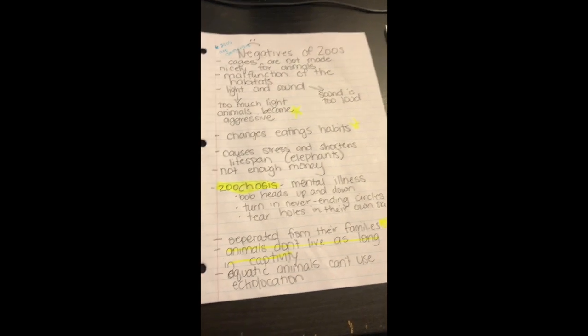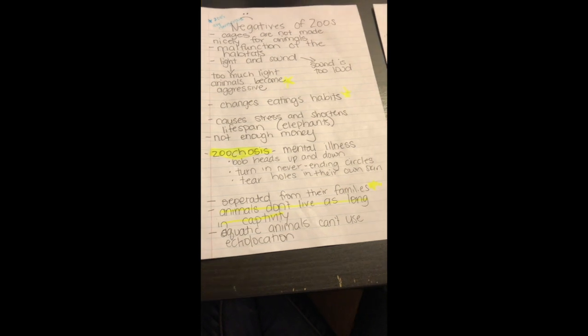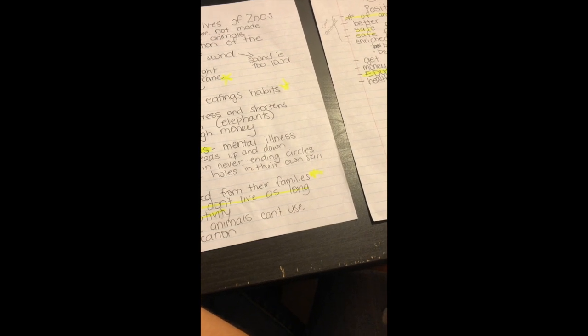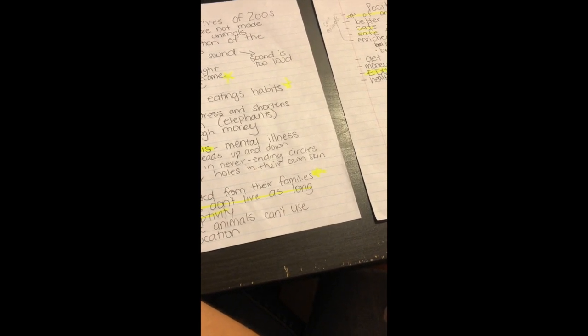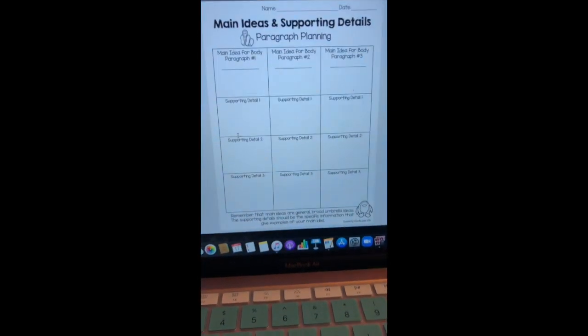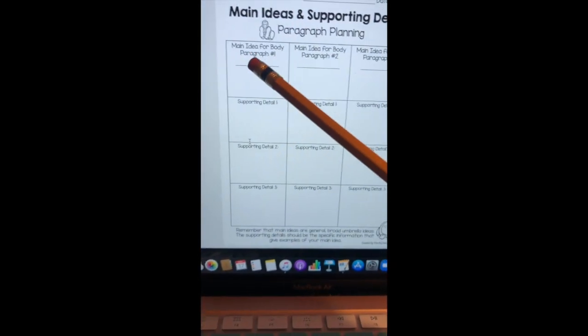in my paper. Now tomorrow we're going to take these ideas and we're going to write them down on our graphic organizer. And I'm going to pull up what that graphic organizer is going to look like. It is going to look like this on my computer. Here we go. So we have our main ideas. We have 3 main ideas.